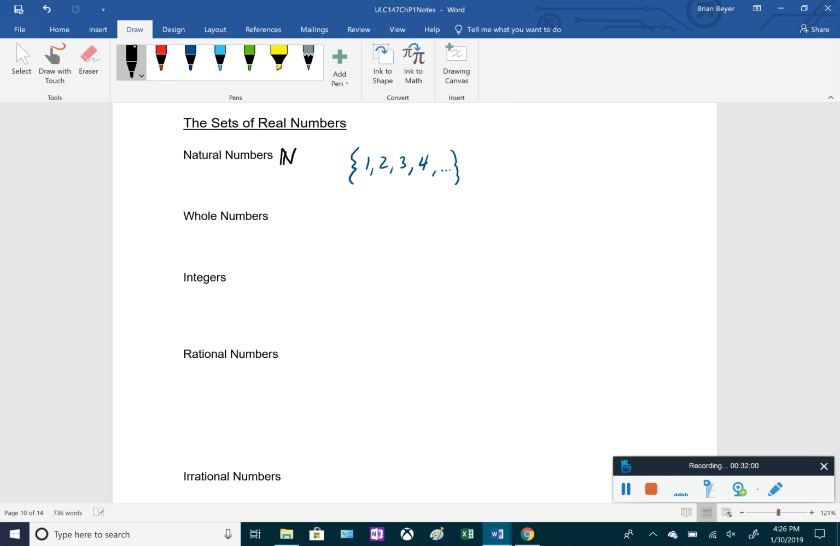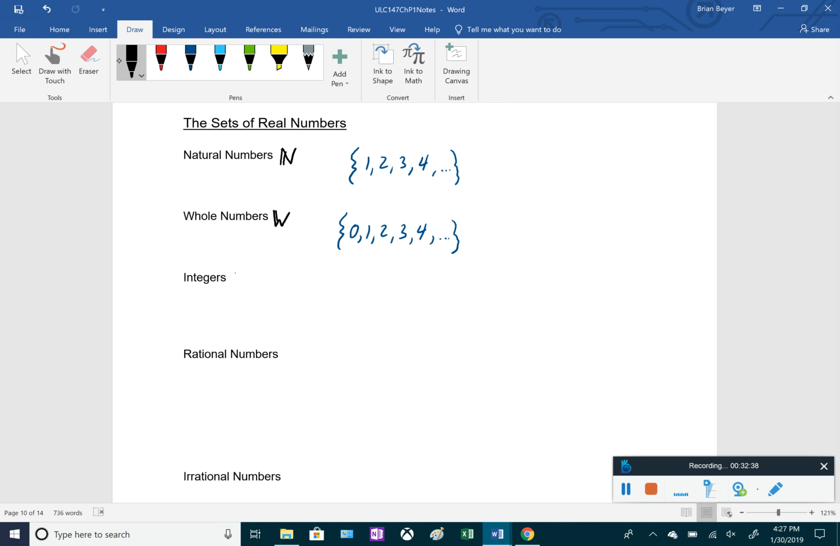Next one, the set of whole numbers, which we can denote with a W with a little double backbone again. So the set of whole numbers are the natural numbers, but including 0. So it's going to be 0, 1, 2, 3, 4, 5, and so on. So it's the natural numbers plus 0. So what we could say here is that the natural numbers are a subset of the whole numbers because the natural numbers are contained inside of the whole numbers.